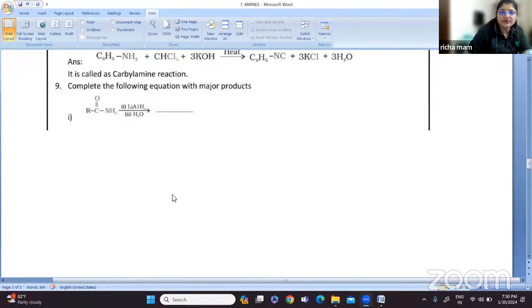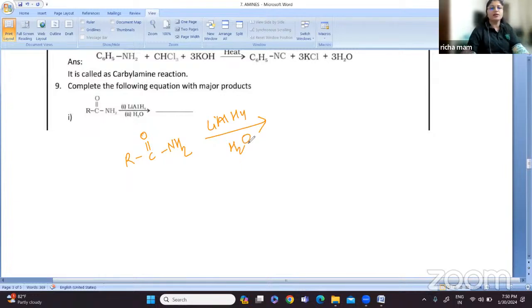Okay, you can complete the following equation with the major product. So here is one equation, R-C(=O)-NH2. So this is the amide group. The amide has been reacted with lithium aluminum hydride and water. What will be the product formed? You have to tell the major product. They have not asked you the minor product, they have asked you the major product.